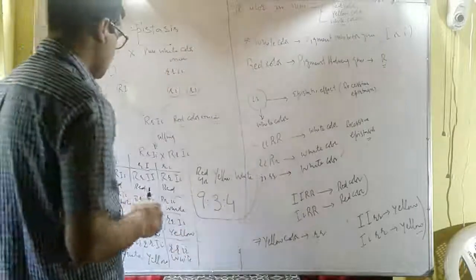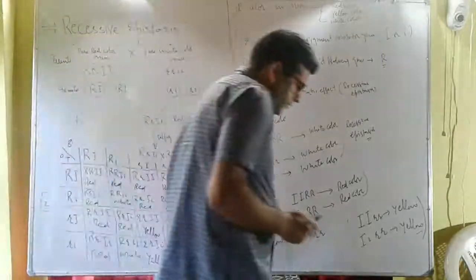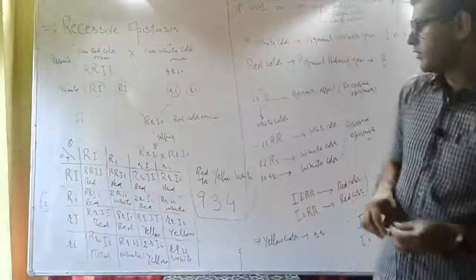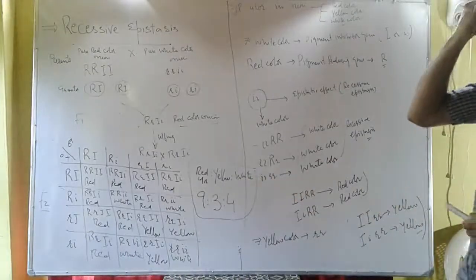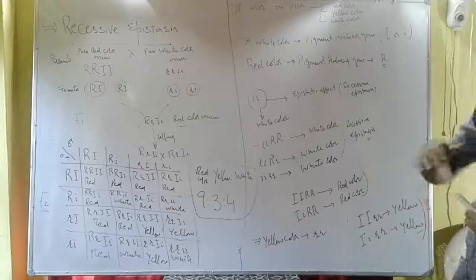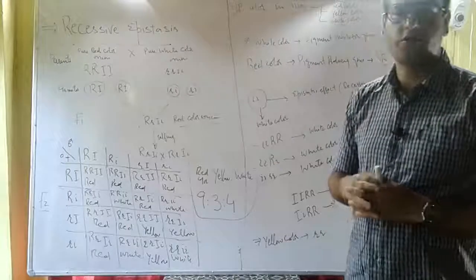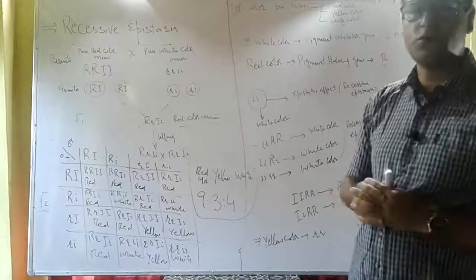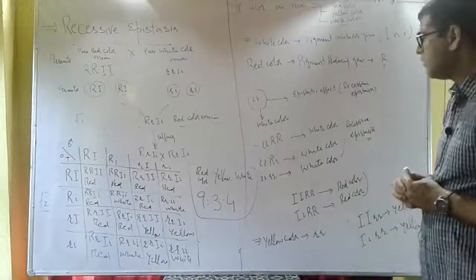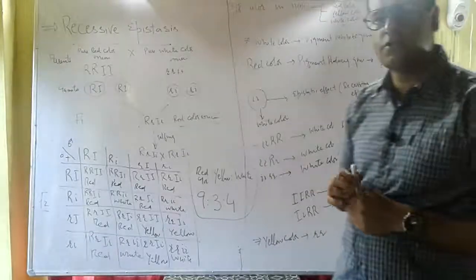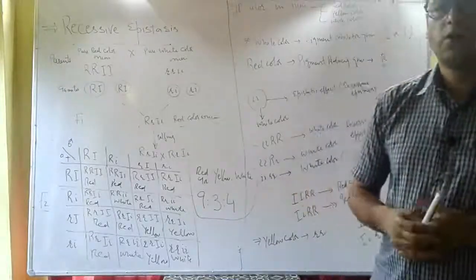9:3:4. So we say that in case of recessive epistasis, the ratio gets modified to 9:3:4, whereas in case of normal dihybrid ratio, it is 9:3:3:1. So we have explained this recessive epistasis in case of onion.